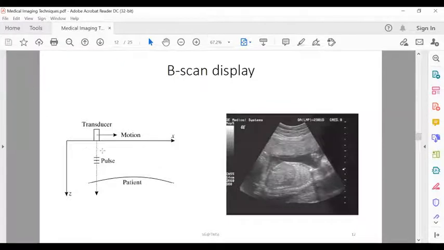Okay, as you can see in this picture. So it is basically used to assess the valvular structure and functions. Now, moving on to the next slide.